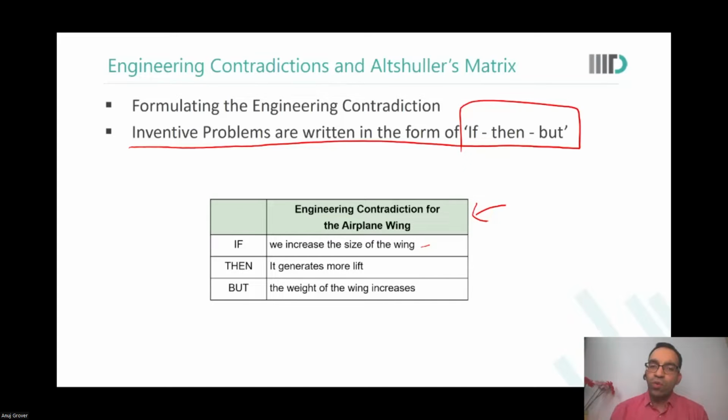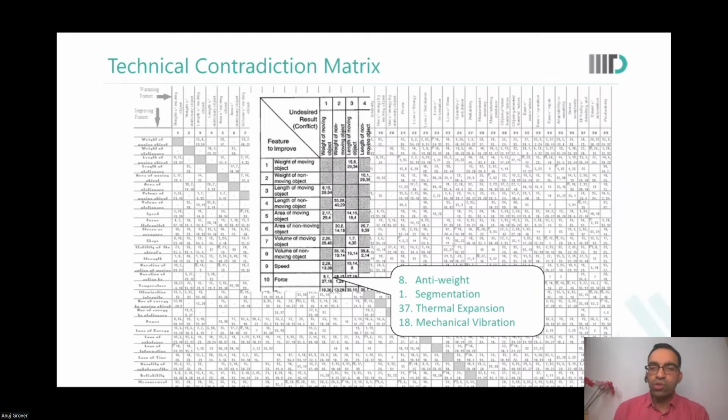Once you have it like this, then you actually generalize. What is generating more lift? More force, let us say. And weight is generic enough. So you go to the next sheet and you say, I want to generate more force, where the weight of the object should not change. And you see there are these four inventive principles mentioned in that column. The principles are anti-weight, segmentation, thermal expansion, and mechanical vibration.